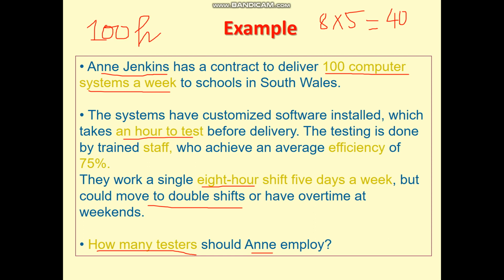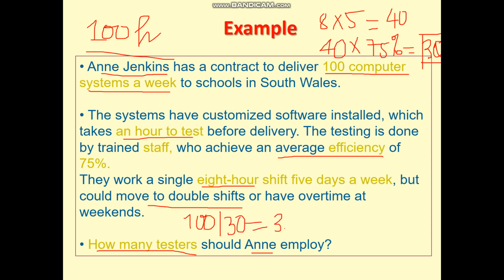But the actual capacity is that they can only achieve an efficiency of 75%. So we have 40 multiplied by 75%, and it's equal to 30 hours. So what we need is 100 hours, and what we have is only 30 hours. So how many testers do we need to employ? It will be what we need, 100 hours, divided by 30. So it's equal to 3.33 testers.